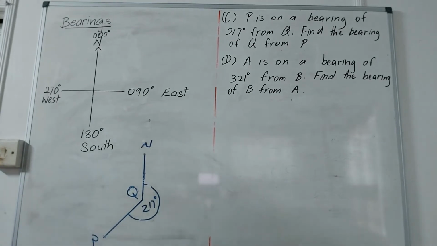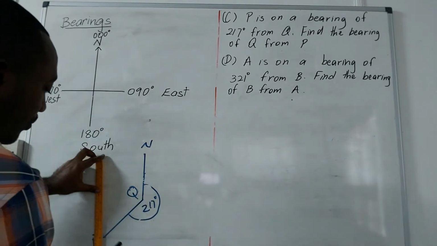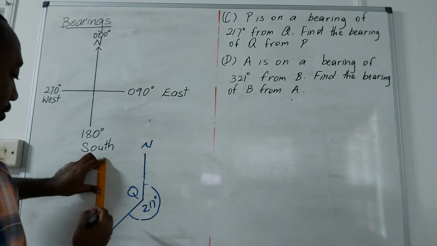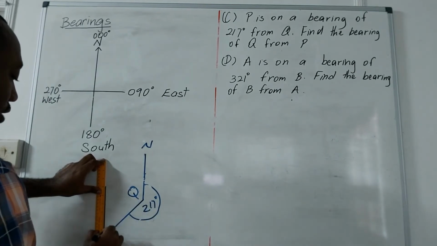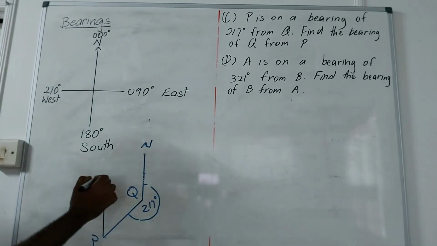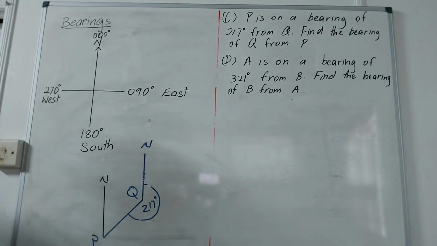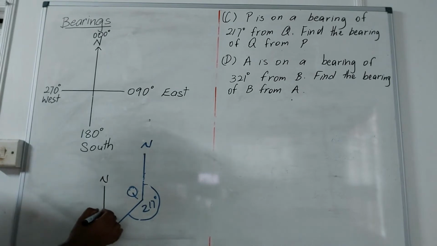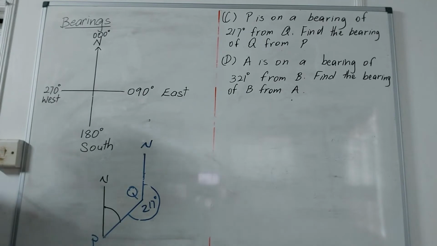All right, so now the question asks, what is the bearing of Q from P? So P now becomes our starting point, and we have to find that bearing to Q. So again, remember, always draw your north line first. So the north line is there. What we want, the bearing of Q from P, is this portion here. So how do we do that?